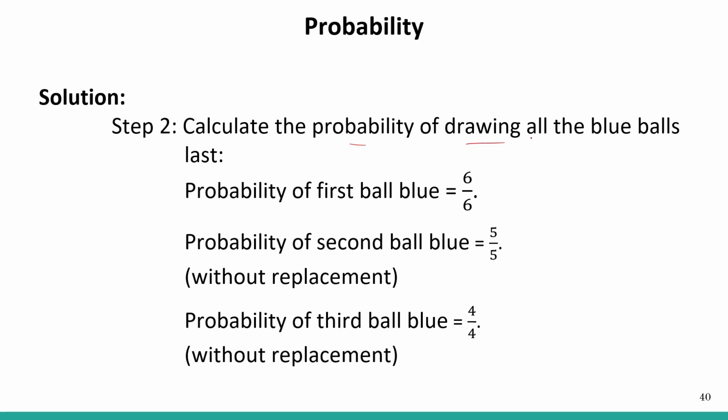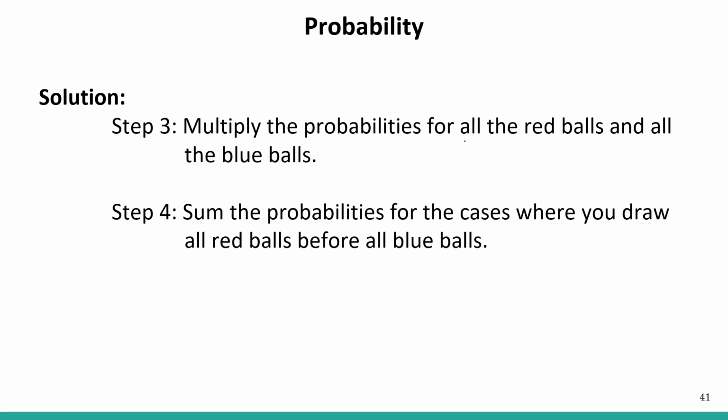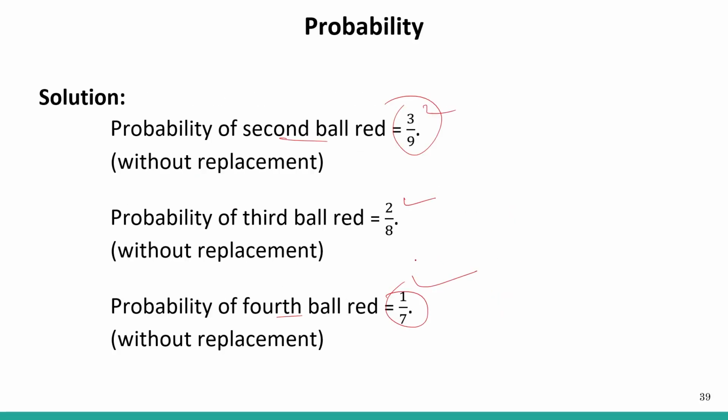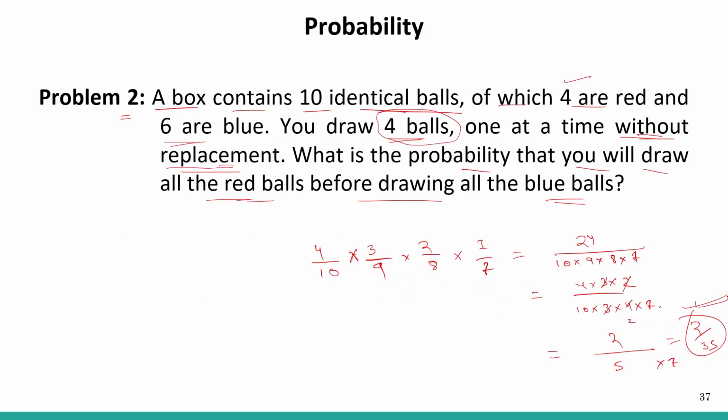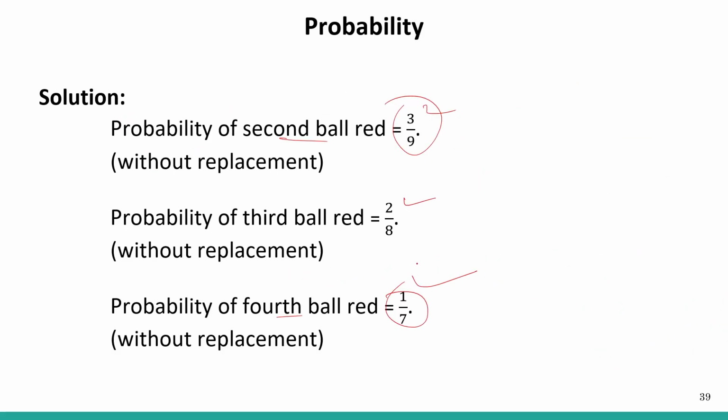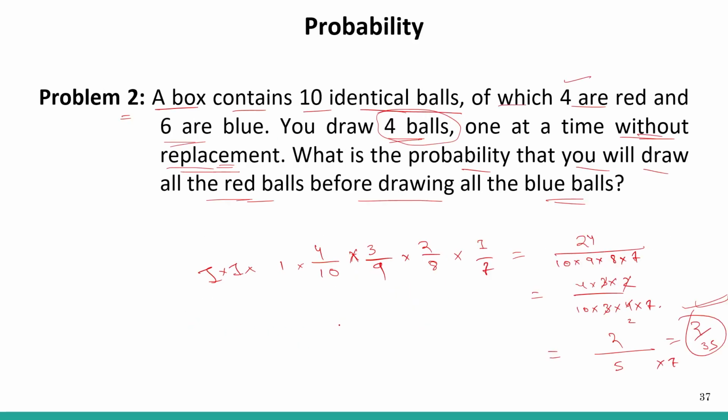So calculate the probability of drawing all the blue balls last. That is probability of first blue ball will be what? 6 by 6. Probability of the second ball blue will be what? 5 by 5. Probability of the third blue ball will be 4 by 4. And multiply the probability to get all the red balls and all the blue balls. So sum of the probability for the cases that you draw all the blue balls before. Okay, so it will be equal to what? It will be actually equal to 2 by 35, because after that we have multiplied with 1. Okay, that actually doesn't matter, because only blue balls are there. So that is why the answer will be what? 2 by 35. So the correct answer will be 2 by 35.